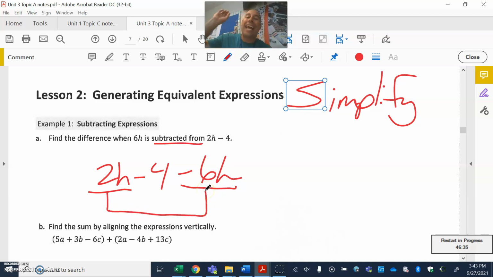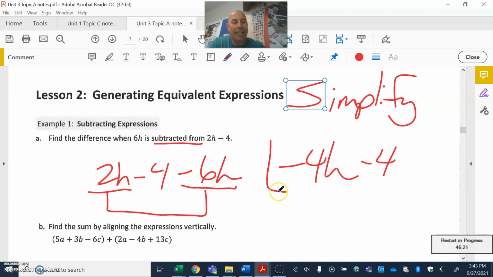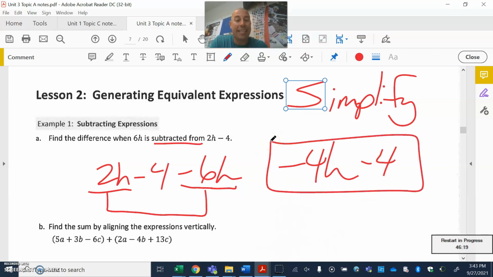So if I combine a 2h with a negative 6h, well, 2 minus 6, negative 4h. The letter just comes along for the ride. And then I can't do anything with this 4. I do need to bring the subtraction sign along with it because it is negative. So yeah, negative 4h minus 4.